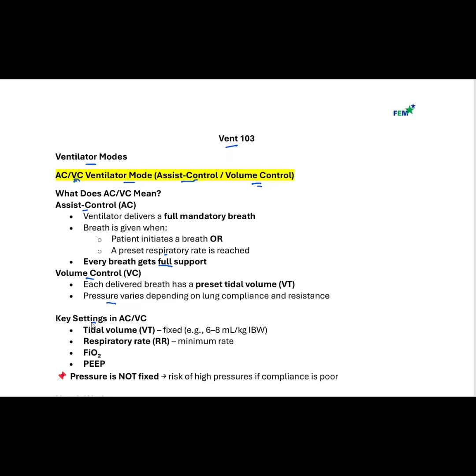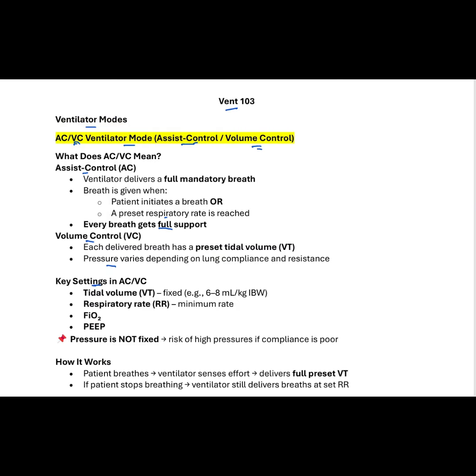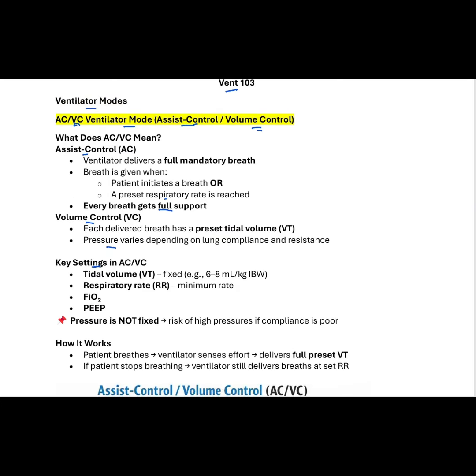So let's now move on to the key settings in AC/VC, in other words, in assist control, volume control. First, you're going to set the tidal volume, and so that will be fixed. Based on our previous lecture, our tidal volume usually ranges between 6 to 8 mL per kg of ideal body weight. If you've not watched that lecture, make sure you watch it so that you can know how we calculate the ideal body weight. And of course, if somebody has ARDS, you may want to go lower than 6, depending on how severe the patient's pathology is.